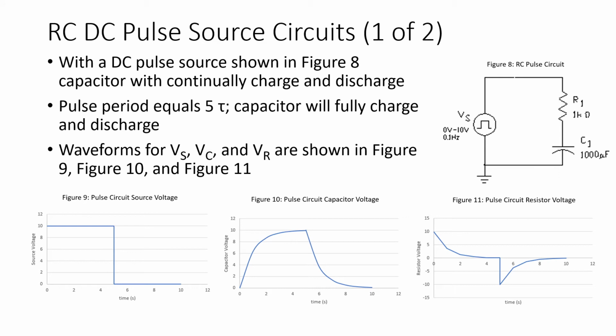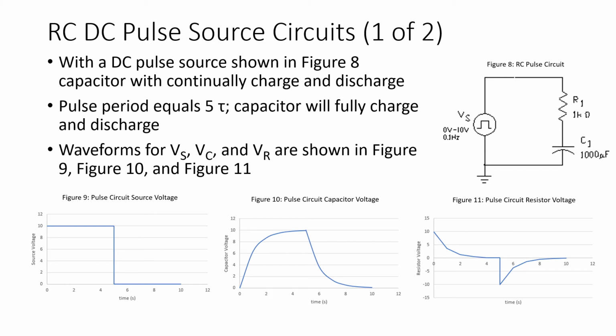So when we have an RC circuit connected to a DC pulse source, the capacitor will charge and discharge. Now, looking at the circuit of figure 8, the pulse period is 5 seconds, which is 5 time constants for the circuit. Therefore, the capacitor will fully charge and discharge. So the waveforms that we would see for the source voltage, the capacitor voltage, and the resistor voltage are shown in figures 9, 10, and 11.